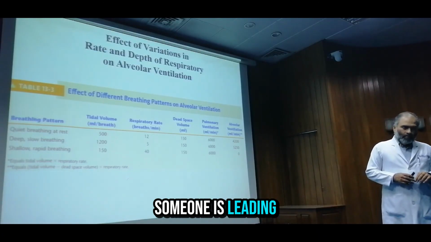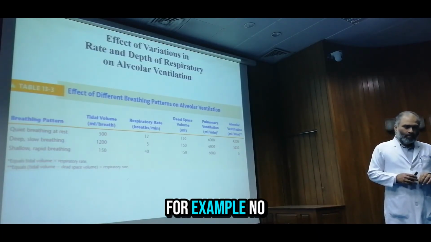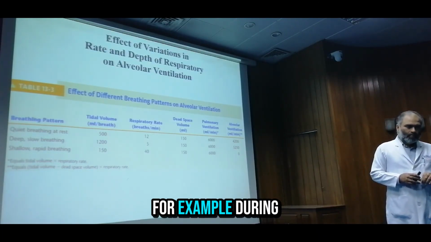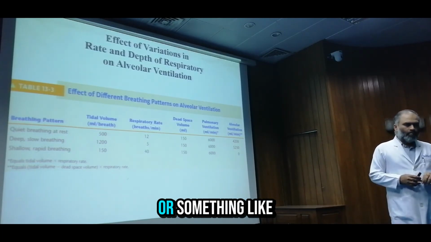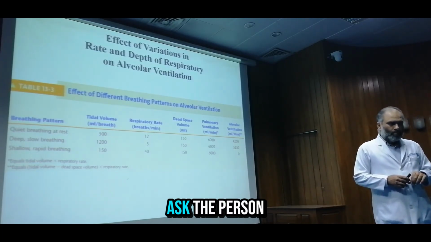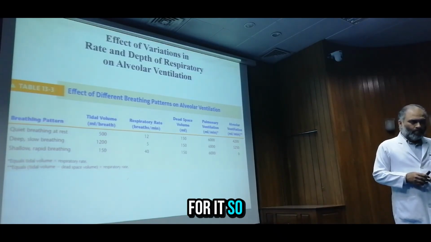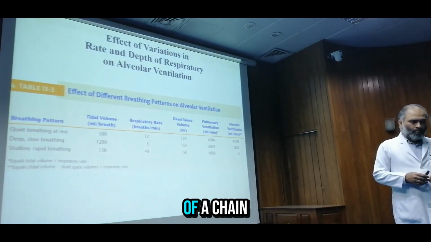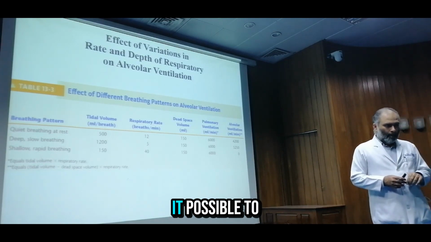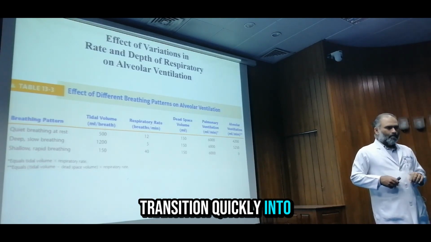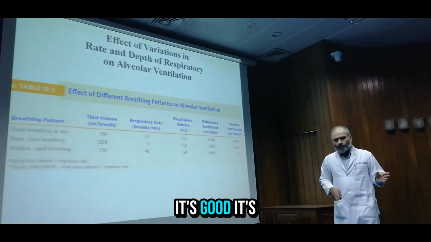Someone is breathing shallow, for example, with no structural damage, during an anxiety attack or something like this, and then you ask the person to take a deep breath. It's very hard for them. So this shallow breathing is kind of a chain reaction. It keeps on going until the person is worn out. So why is it possible to transition quickly into a deep breath? It's a good scenario.